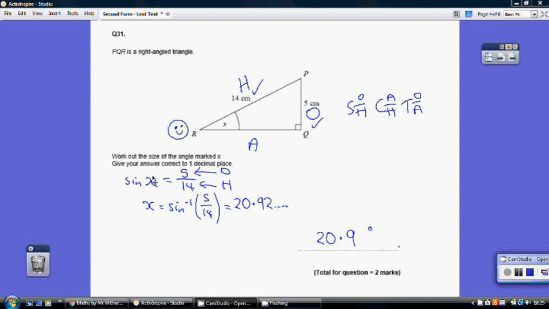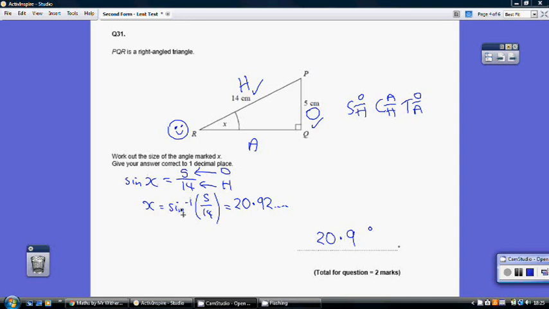So sin x, remember it's always the angle after your choice of ratio. So sin x equals your opposite side, which is 5, divided by your hypotenuse, which is 14. Now, to undo a sin, I inverse sin each side. So x equals inverse sin 5 over 14. Pop that into my calculator, I get 20.92 ... which to one decimal place is 20.9.